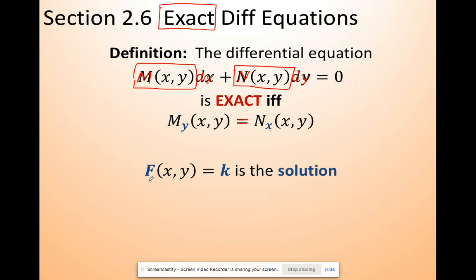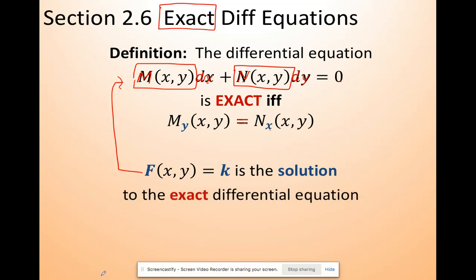And if the differential equation is exact, the solution is a potential function f, in terms of the two variables, equal to a constant. Do you see why the constant needs to be there? Because if I took the derivative to get here, the derivative on the right side was equal to 0. So what does that mean? It means this right side, this k, had to be a constant there. Take the derivative and get 0.